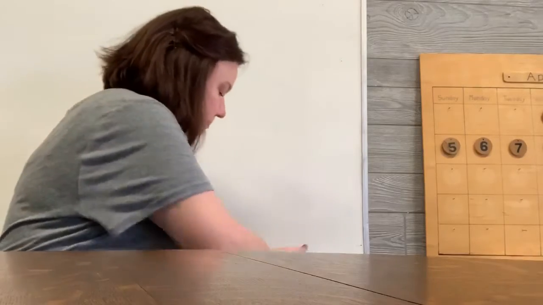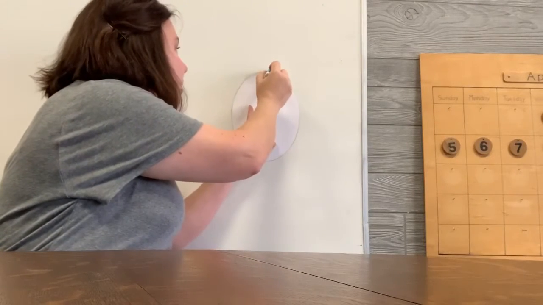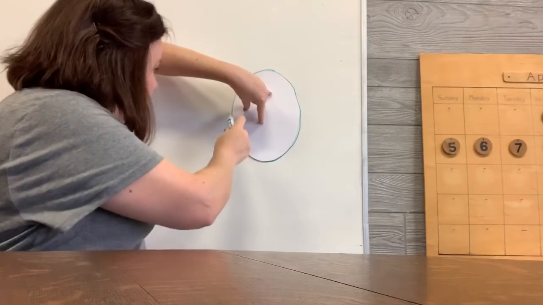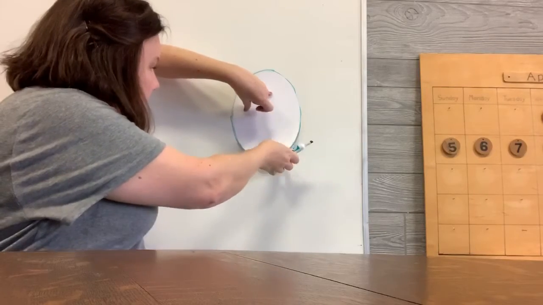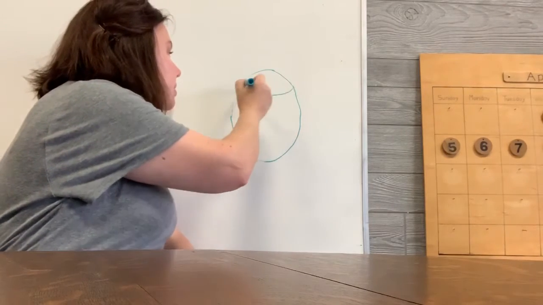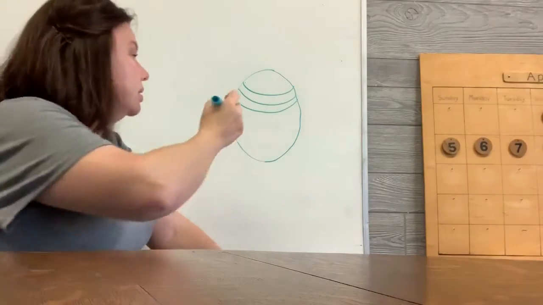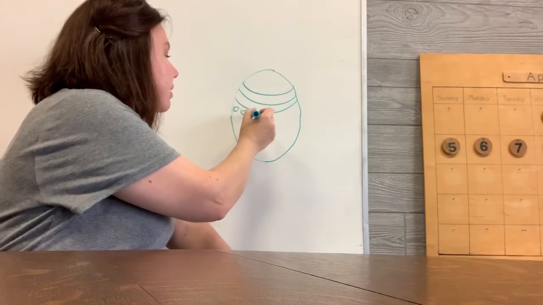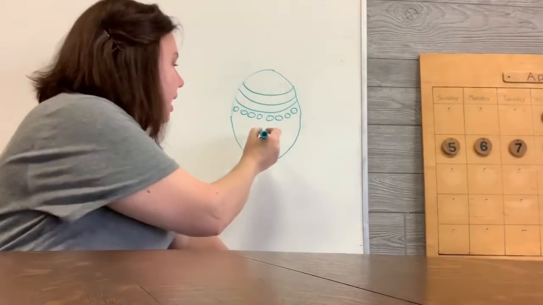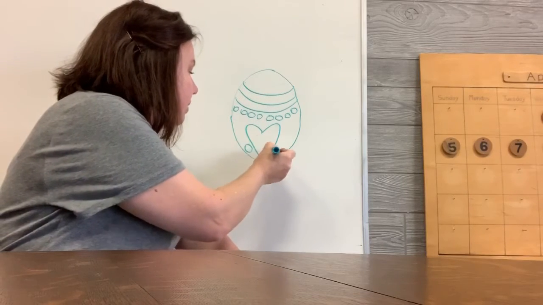Okay, so now let's try it again. Let's try another one. Let's say I've got my little Easter egg here. Now, I could draw stripes. I could draw little circles. Let's say I have 1, 2, 3, 4, and then 1, 2, 3, 4. Okay. I could even do a heart right in the middle and put one circle here, one circle here.